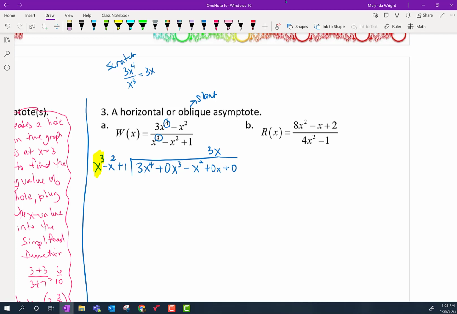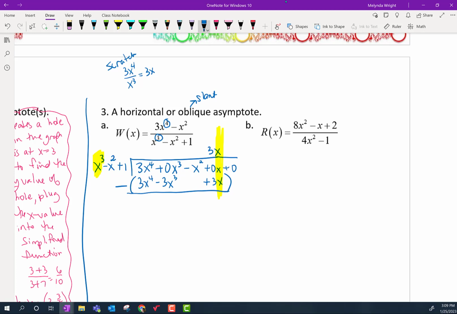All right, so now we multiply back out. So I do 3x times x cubed is 3x to the 4th. 3x times a negative x squared is negative 3x cubed. 3x times 1 is 3x. I don't have an x squared, so I'm trying to keep these variables lined up. All the x to the first I get lined up because it makes my life easier. Then I'm subtracting. Remember, that's just how long division works. You subtract that line from the first. So 3x to the fourth minus 3x to the fourth is nothing.